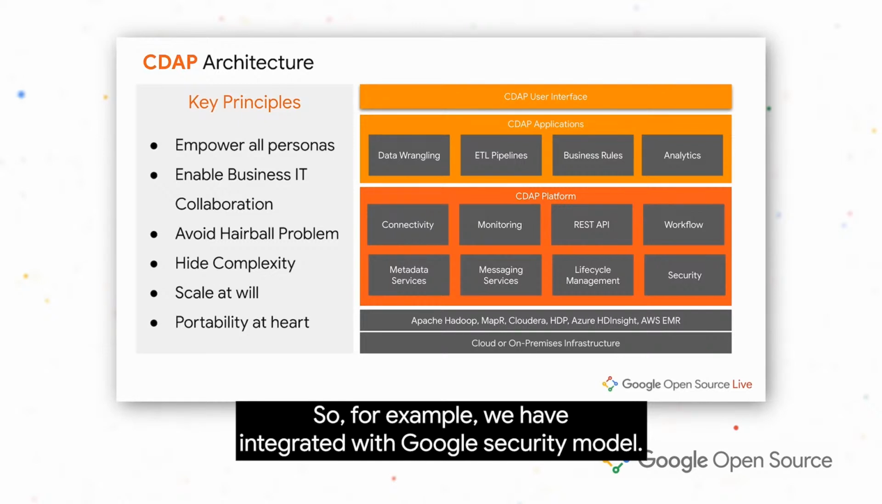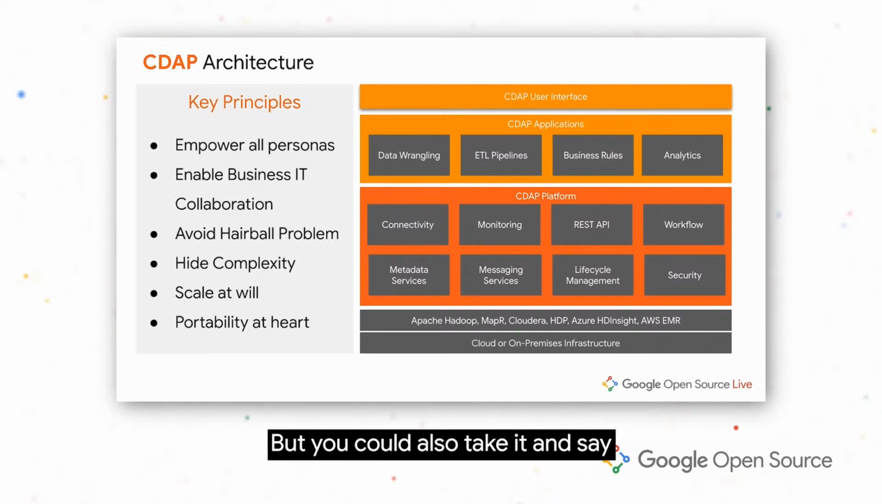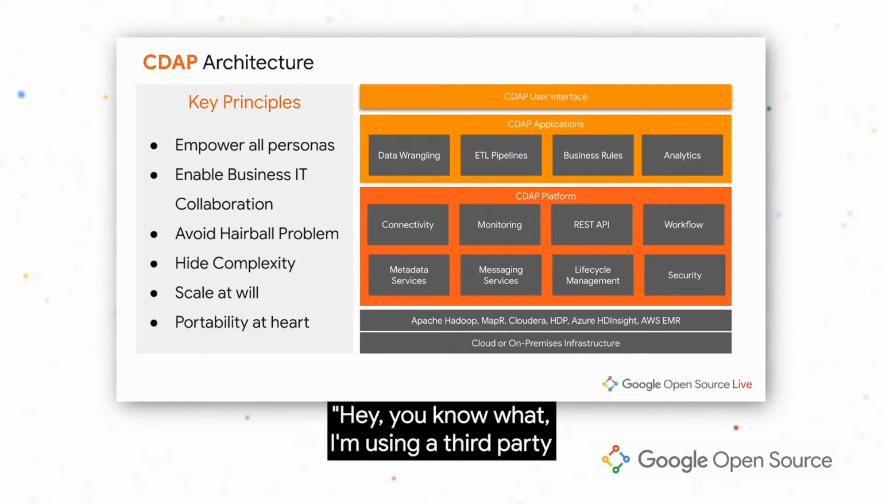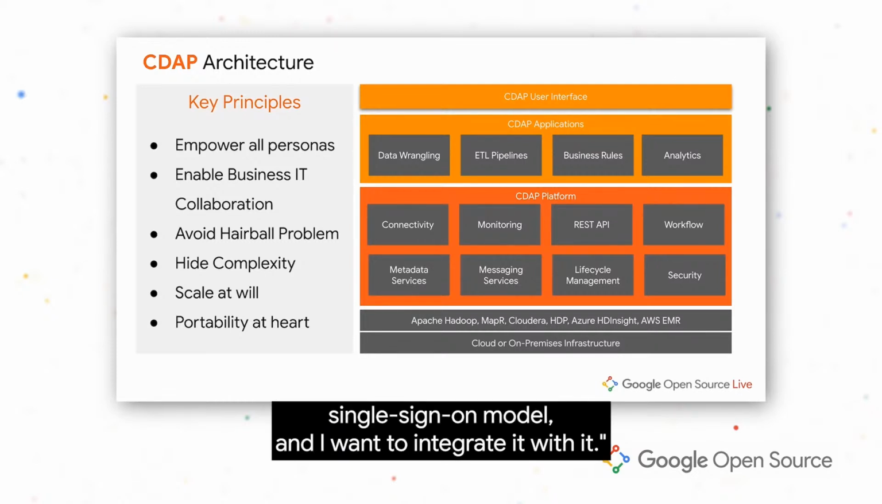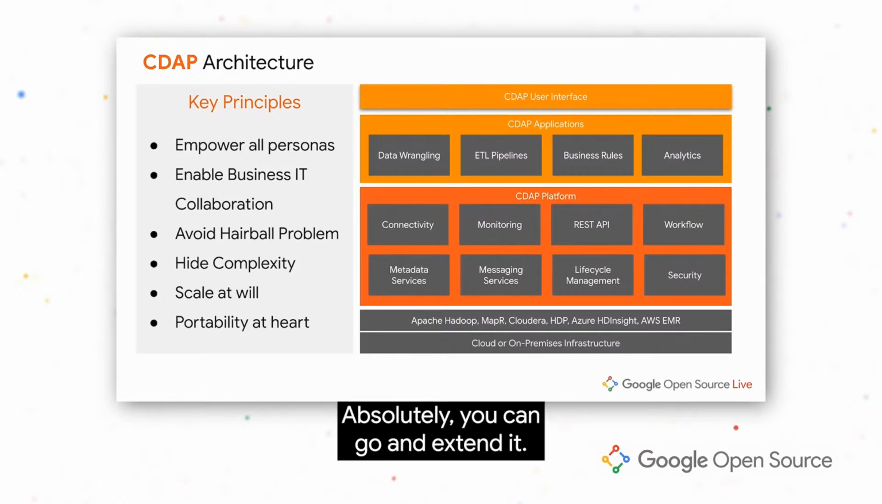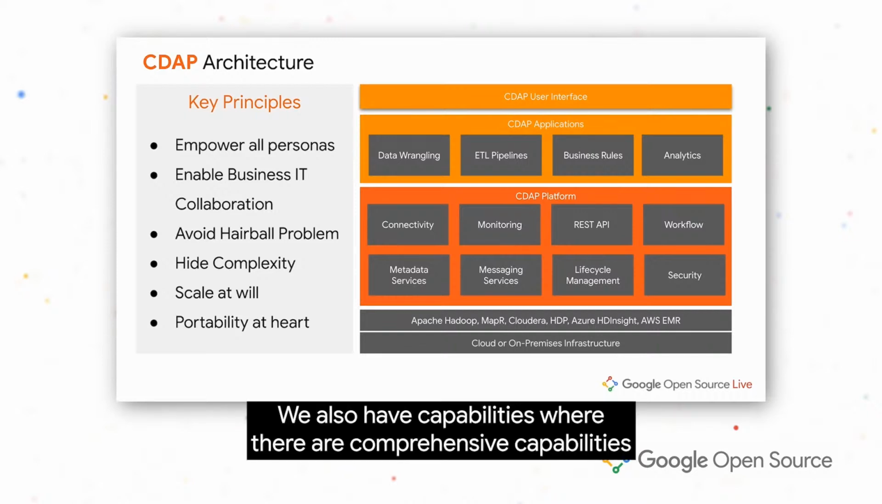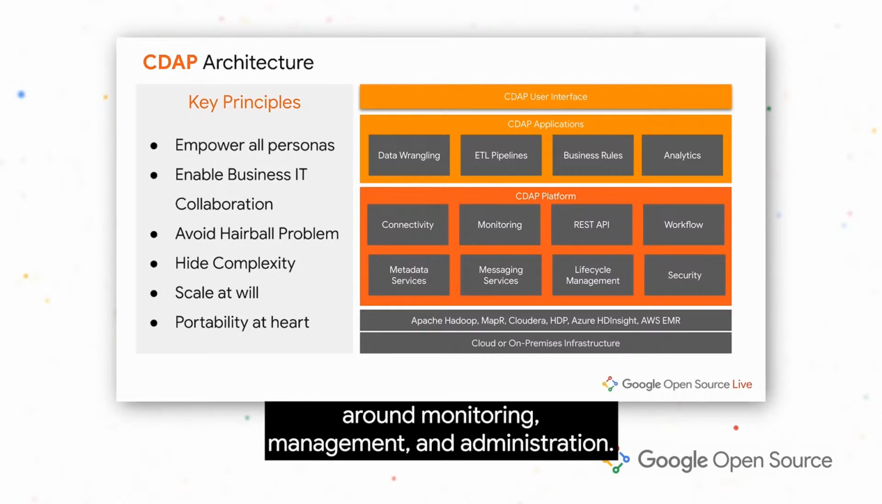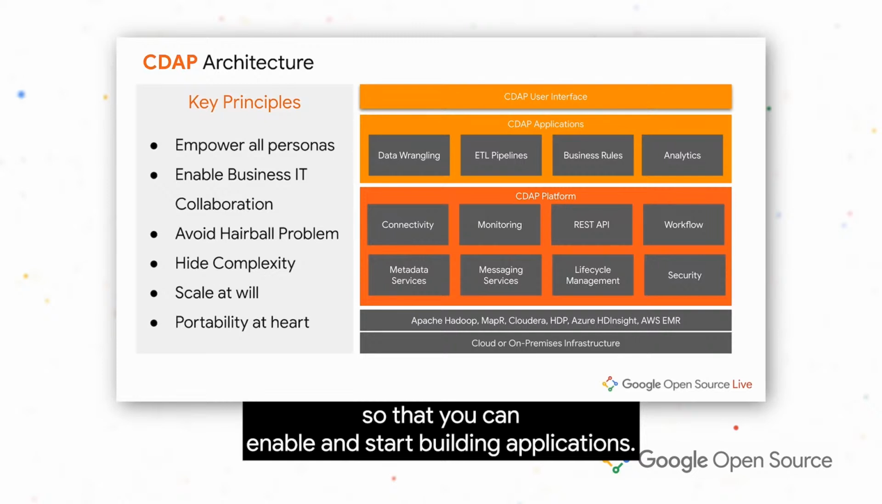For example, we have integrated with the Google security model. But you could also say, I'm using a third party single sign-on model, and I want to integrate it. Absolutely, you can extend it. We also have comprehensive capabilities around monitoring, management, and administration. And everything is powered through microservices. Microservices are at the heart of the CDAP platform, so that you can start building applications.